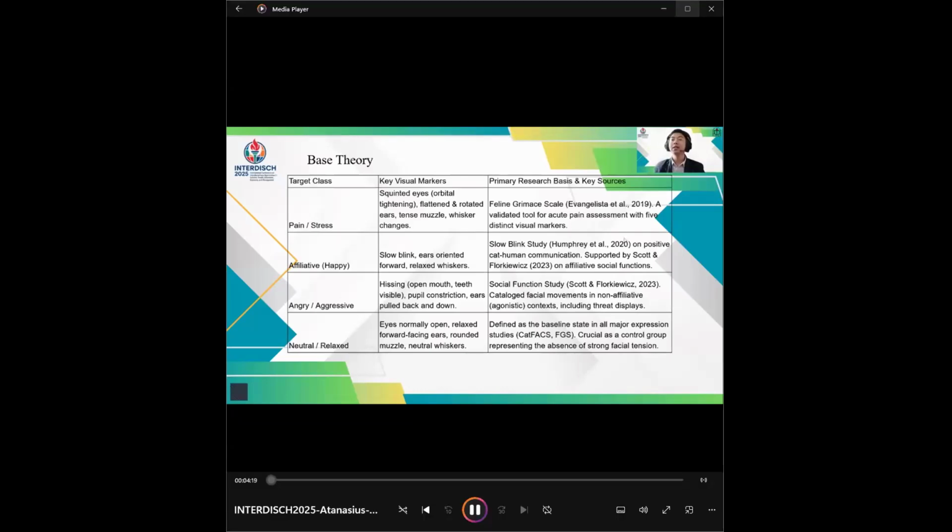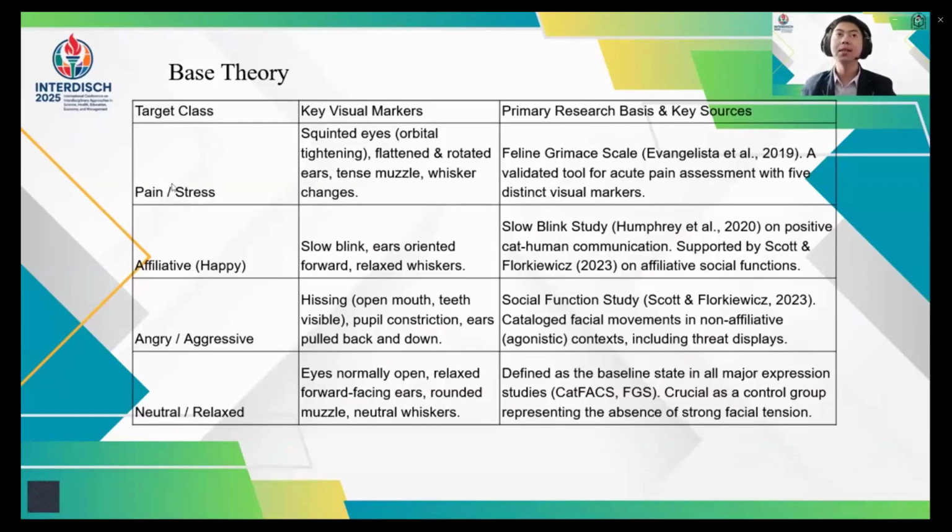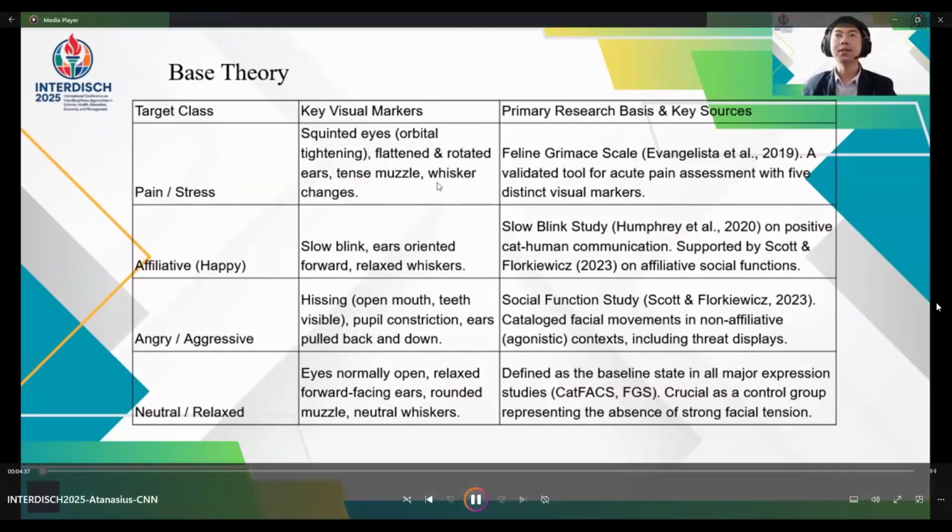In total, they got 276 combinations of expression, but I only focus on four classes of expression because these are the most frequently shown expressions of the cats. Okay, so that's my base theory.